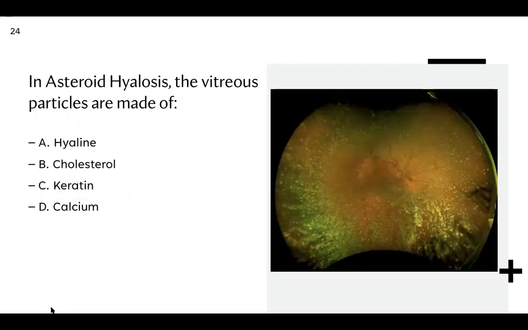Okay. So another simple question. In asteroid hyalosis, the vitreous particles are made up of what material? Is it hyaline material? Is it cholesterol? Is it keratin? Or is it calcium? Asteroid hyalosis, something that is seen quite commonly in the OPD. What are these yellow particles made up of? So I think the questions have all been quite simple.